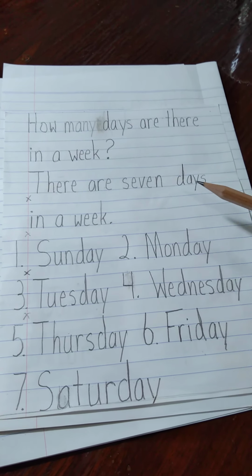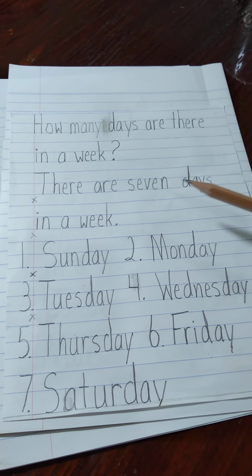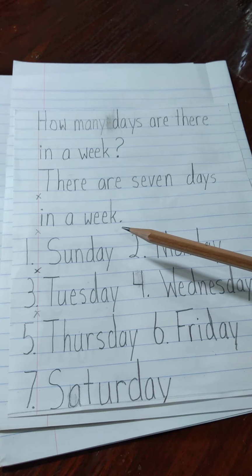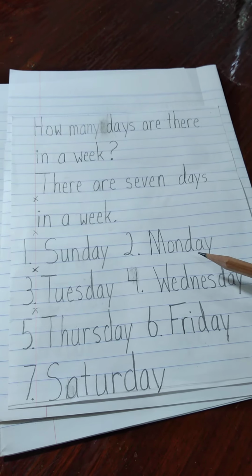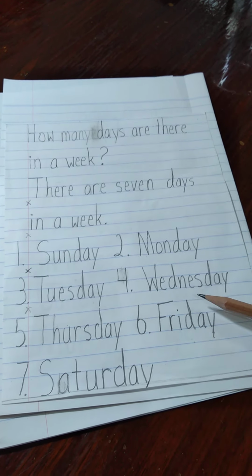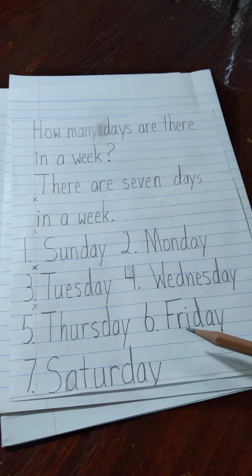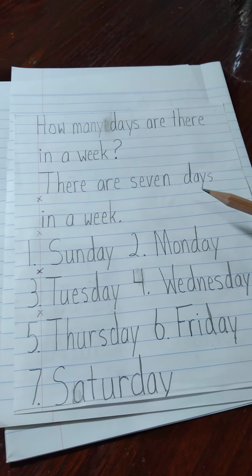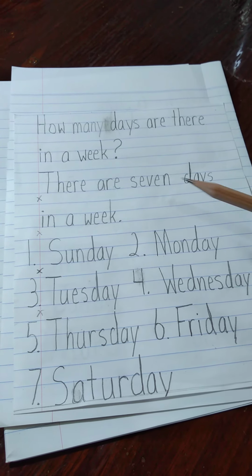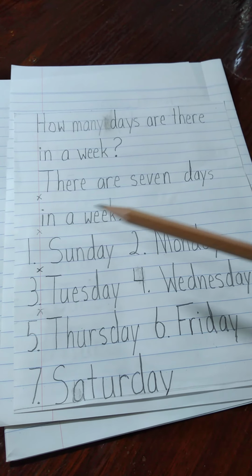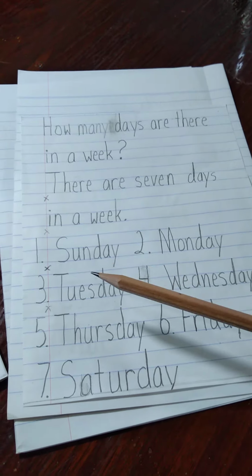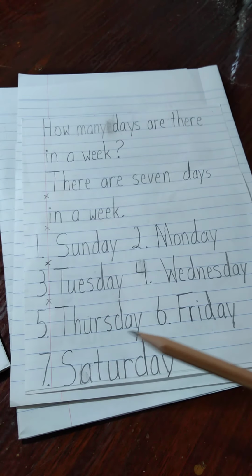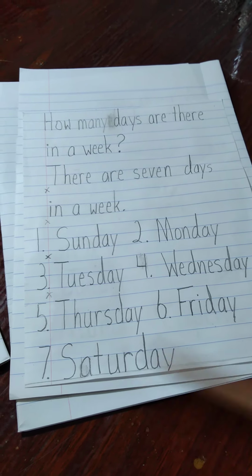There are 7 days. There are 7 days. There are 7 days in a week. Sunday, Monday, Tuesday, Wednesday, Thursday, Friday, Saturday. One more time. There are 7 days. There are 7 days. There are 7 days in a week. Sunday, Monday, Tuesday, Wednesday, Thursday, Friday, Saturday.